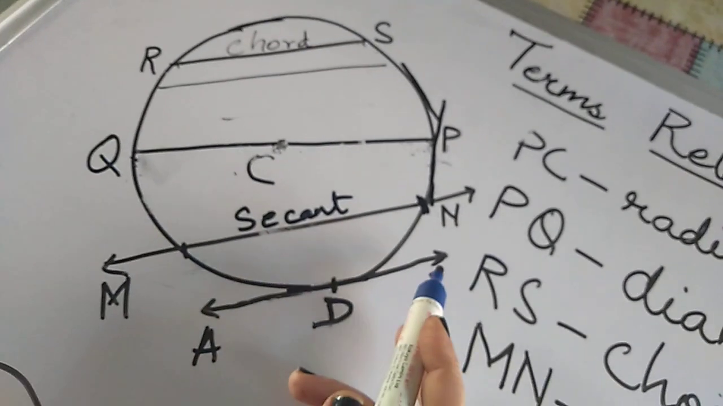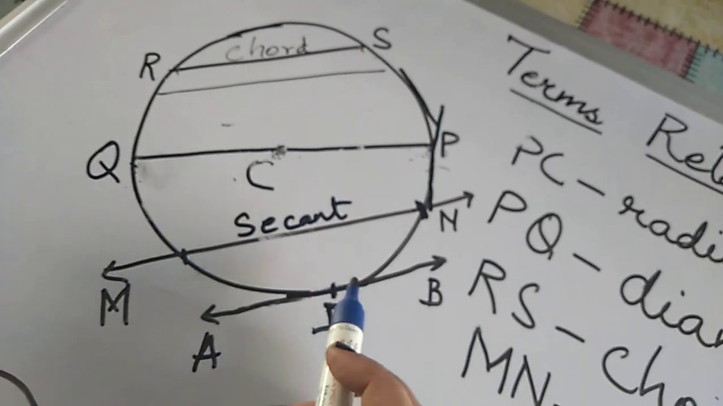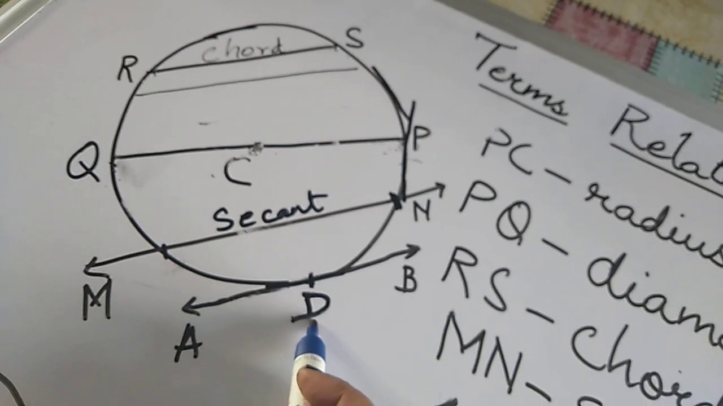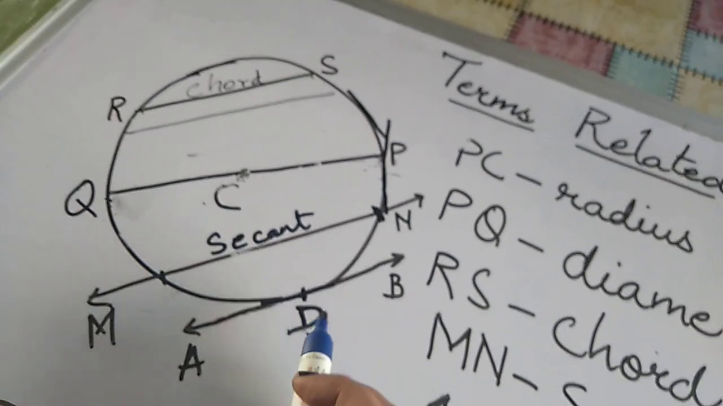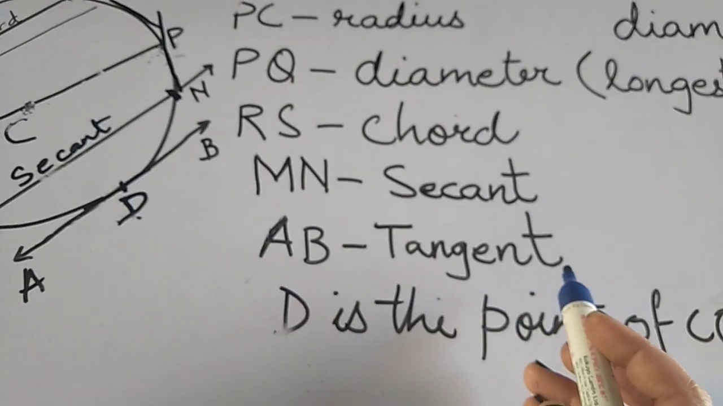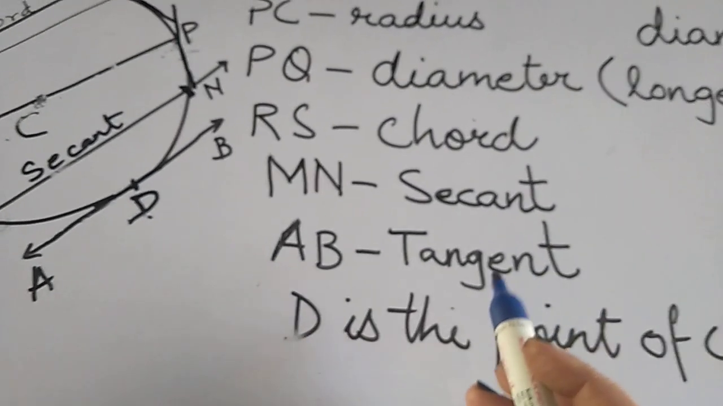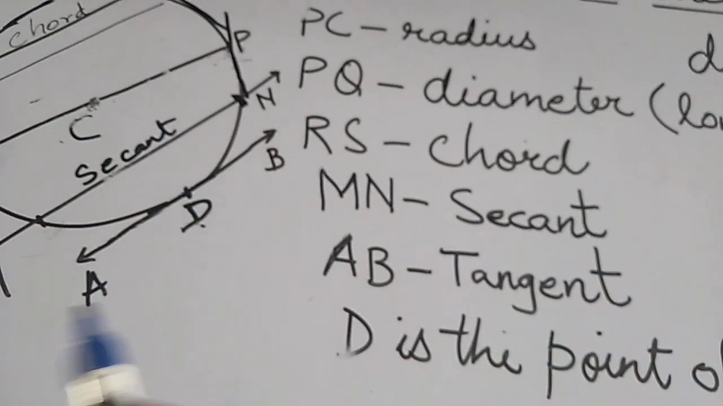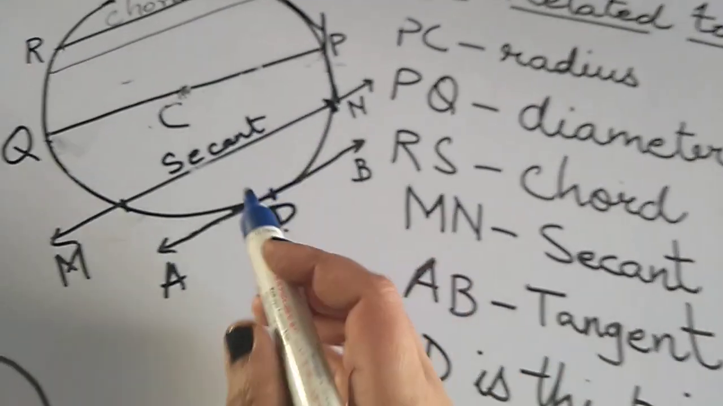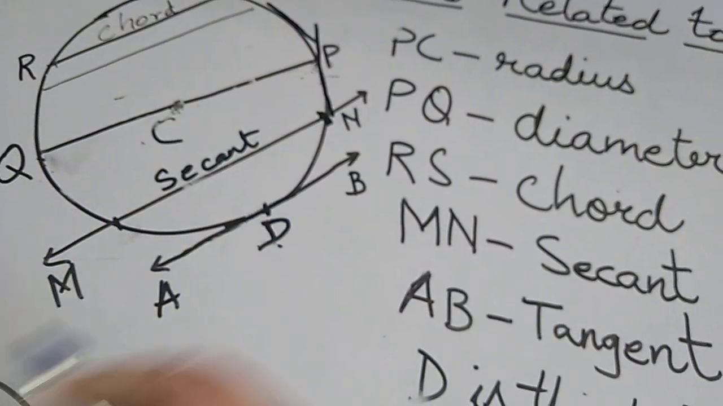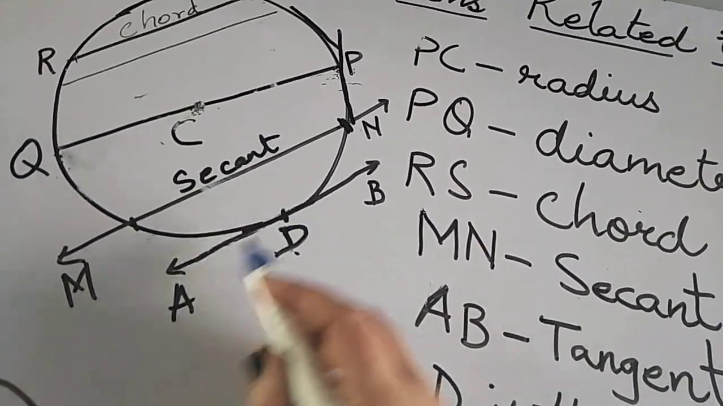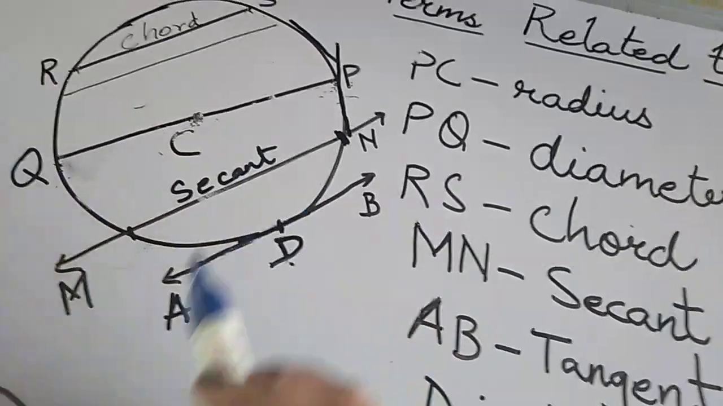A tangent is a line that touches the circle at one point only, and this point, which is point D, is called the point of contact. AB is a tangent. The word comes from the word touch. That means it touches and goes. It doesn't cut. It will not cut at 2 points. It just touches at this point D and goes on. So it is not a line segment, it is a line that touches the circumference at any one point.